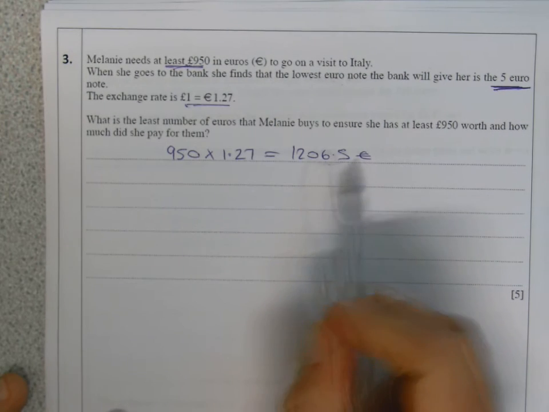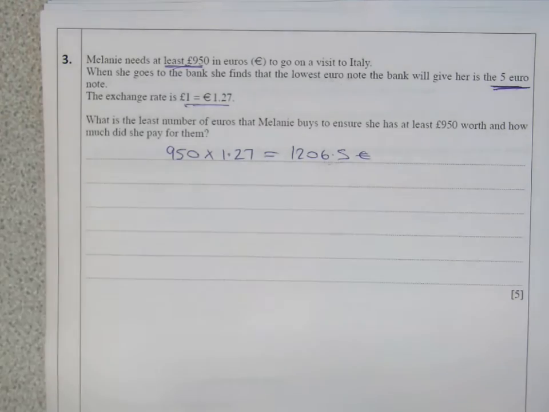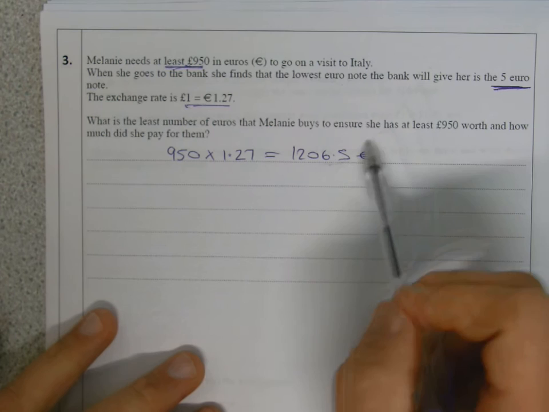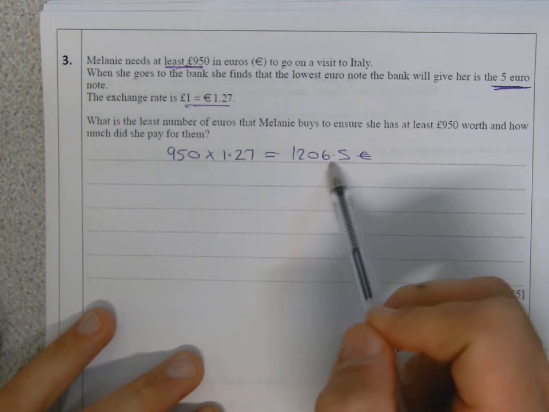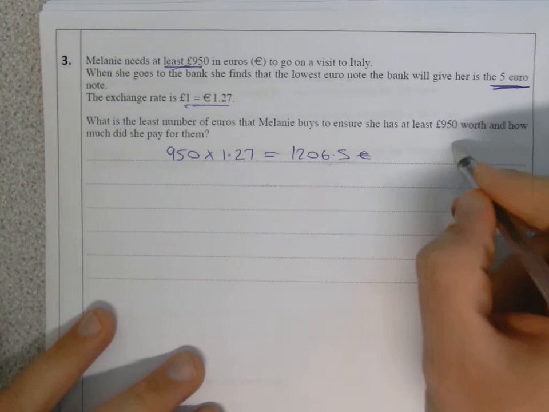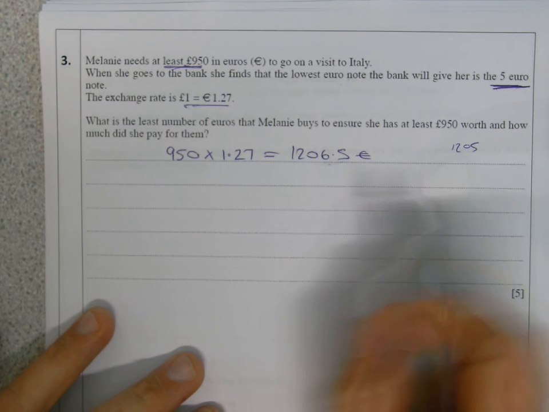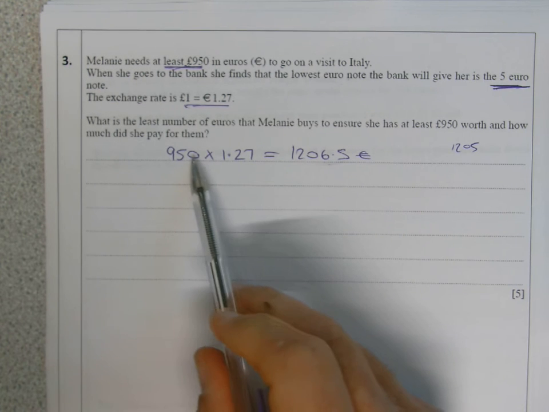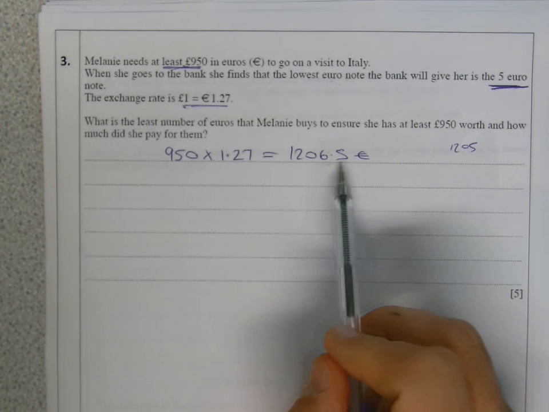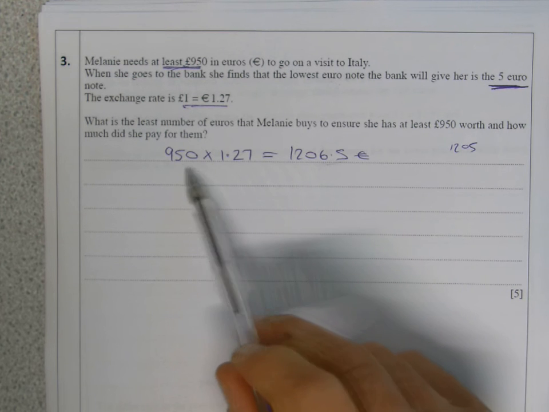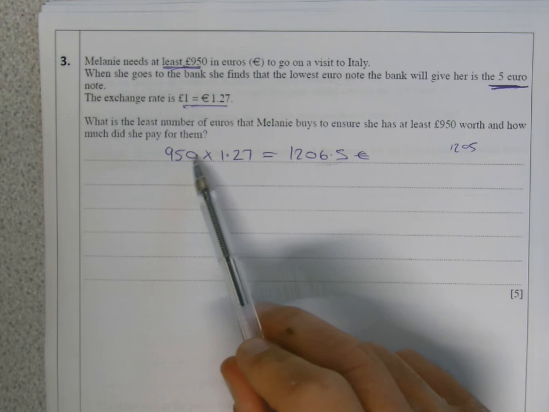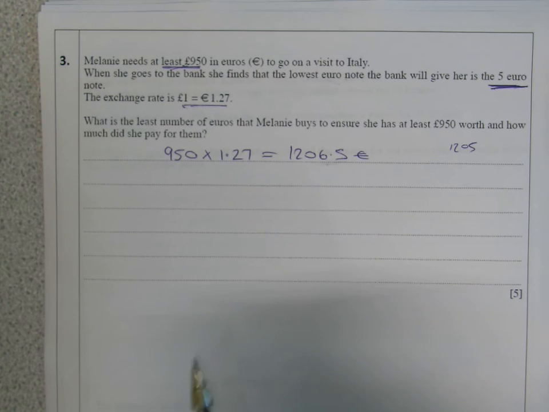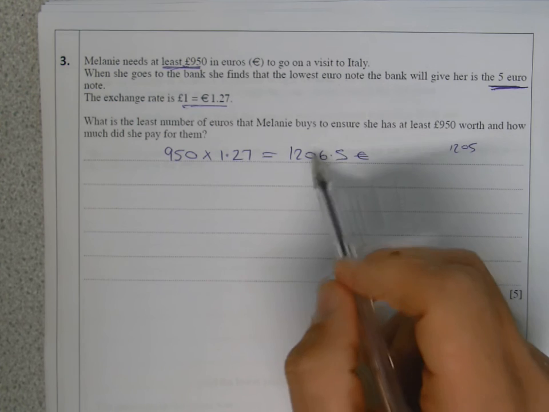So we have to decide now what we are going to do with this. Are we going to round it down, or are we going to round it up? You have to be careful here. If I rounded it down to say 1,205, then she won't have as much as £950, because 1,205 euros will cost slightly less than £950. But she needs to have at least £950. £950 is a minimum. So what we need to do is actually round it up.